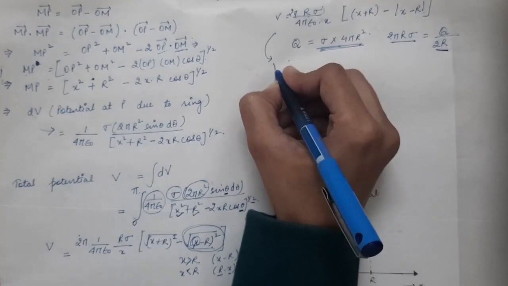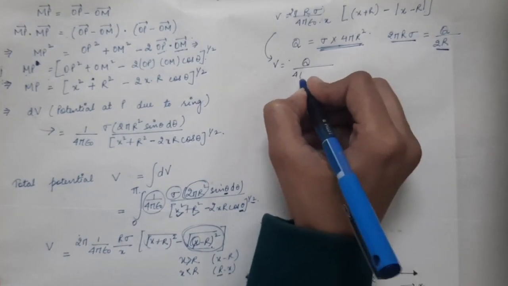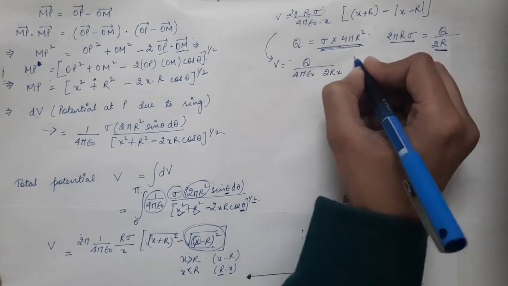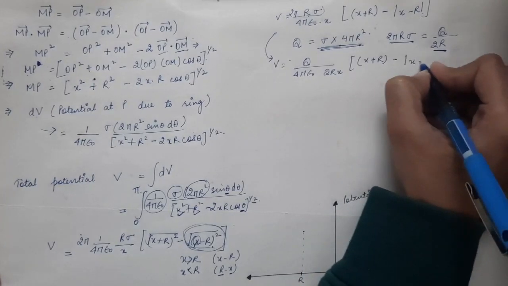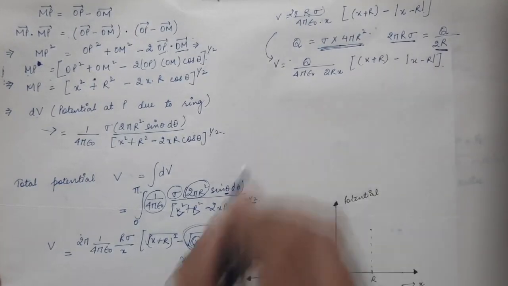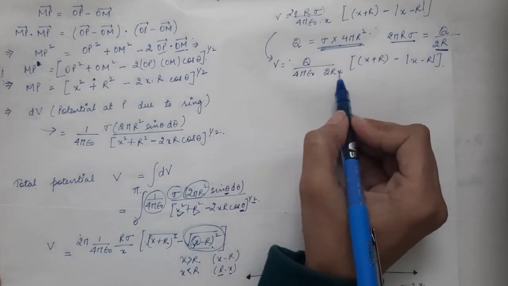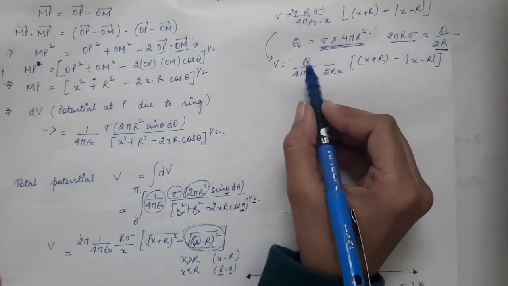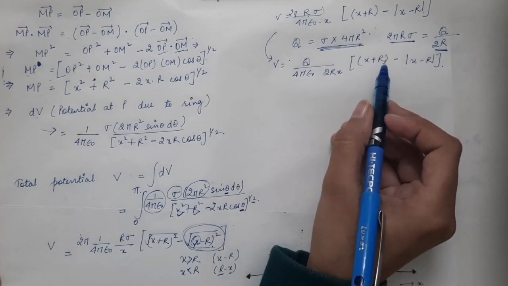The potential will come out to be equal to Q divided by 4 pi epsilon naught into 2rx, into the bracket x plus r minus modulus of x minus r. So this is the final expression of potential at any point which is at a distance of x from the center of the shell, provided the charge on the shell is capital Q and the radius is capital R.